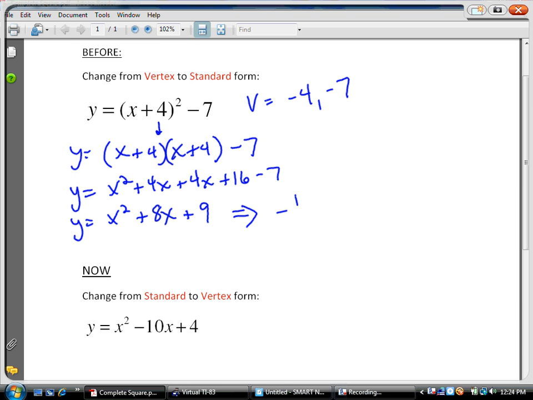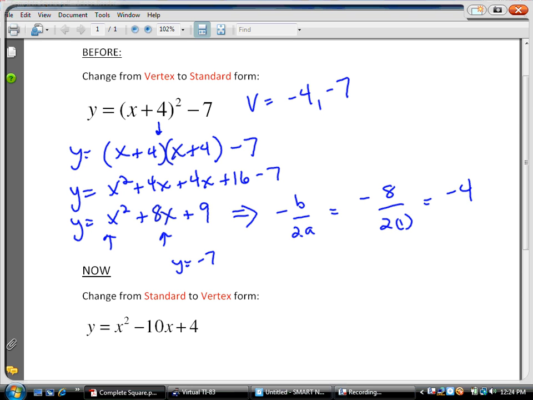If you wanted to find the vertex, remember negative b over 2a, which in this case would be negative 8 over 2 times 1, which is -4. And if you plug in -4 for x, I guarantee you're going to get -7 for y. So again, that's what we've done before.